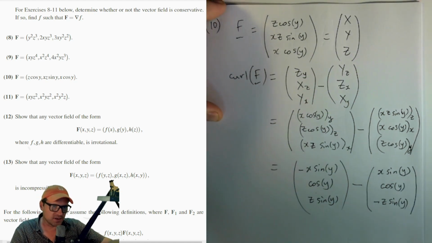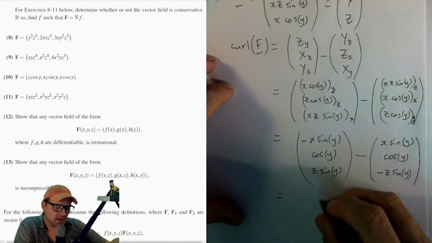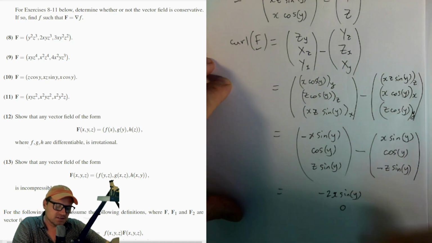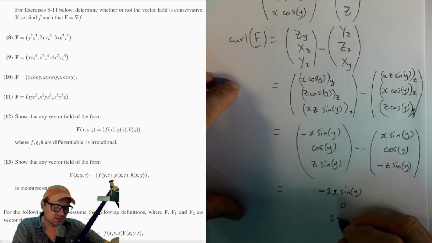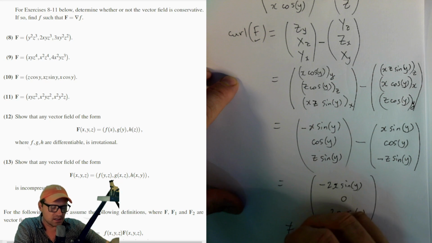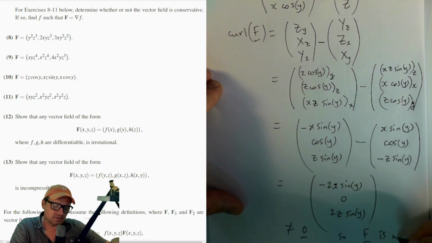Okay, so now when we subtract, we can see that not quite everything vanishes. So we get minus 2x sine of y, 0, and then 2z sine of y. Okay, so in general, this is not equal to the zero vector, so F is not conservative.